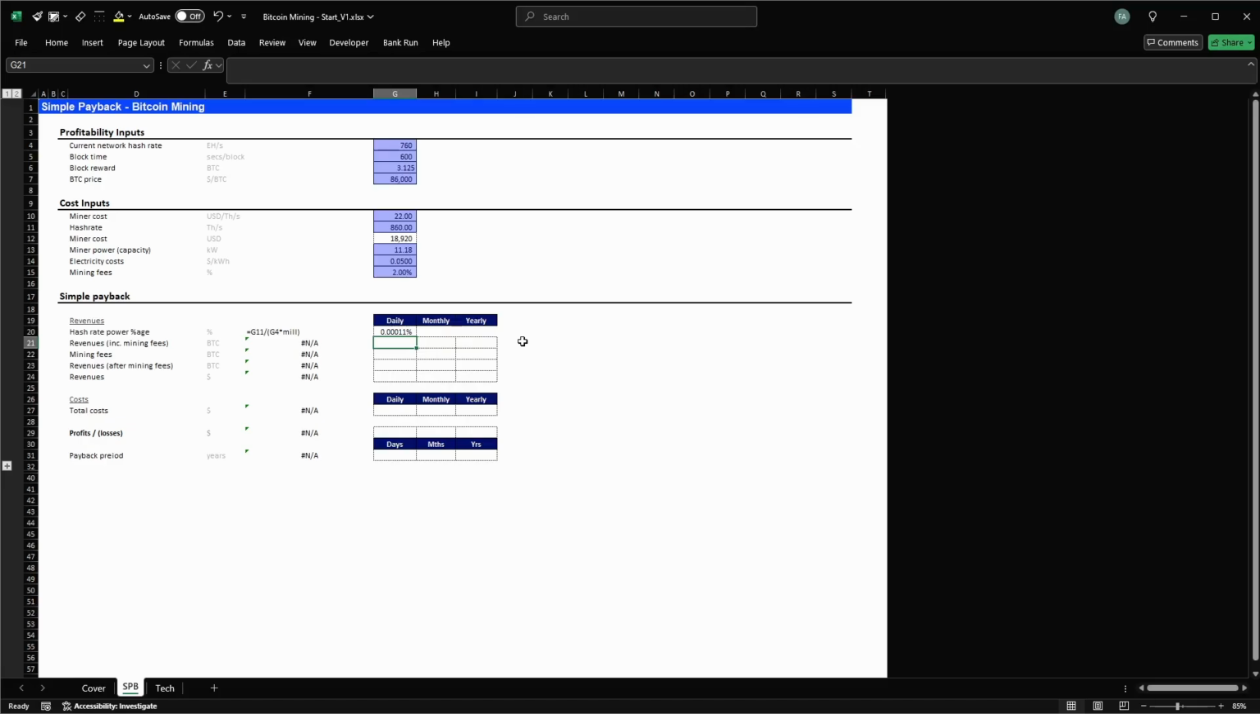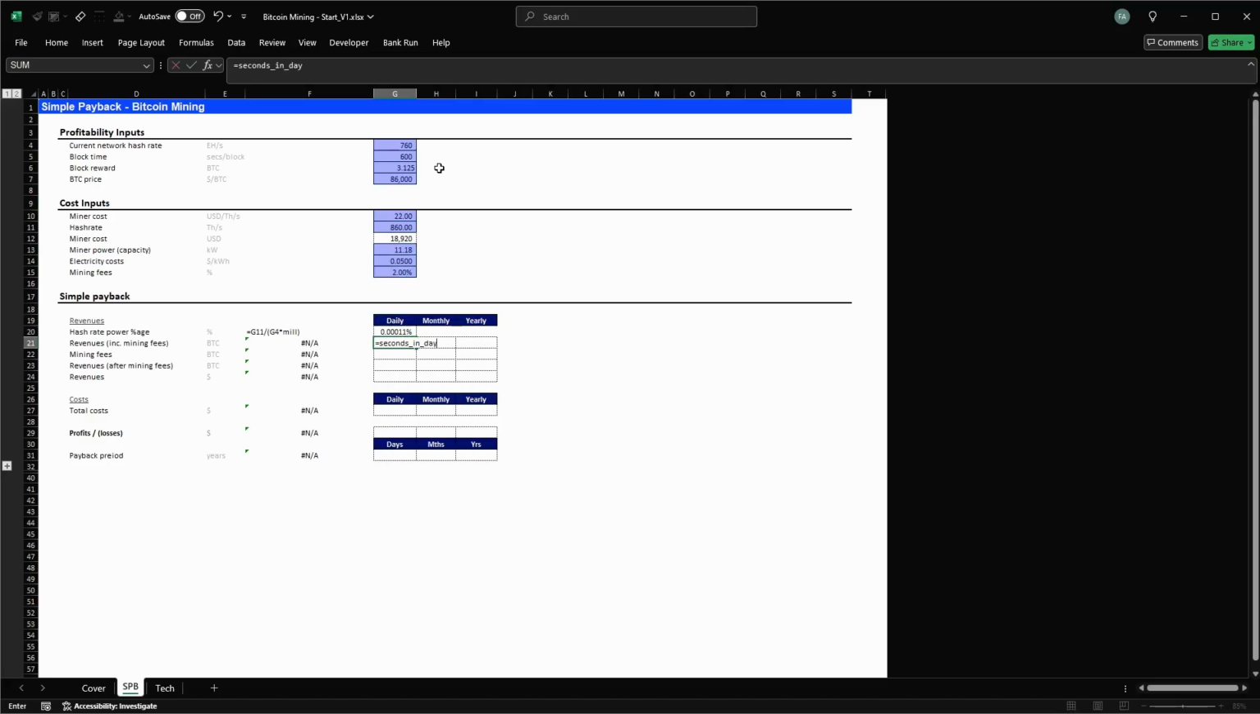So that's how much power we have vis-a-vis the total network capacity. All right, so what's going to be our revenues, including the mining fees? Let's think a little bit about how to calculate it. The first thing is we have to understand what is the total reward per day. So what is the total reward per day? It's going to be the 3.125 every 10 minutes. So basically what I have to come up with is how many 10 minutes we have in a day, or, if you think a bit differently, how many seconds we have in a day.